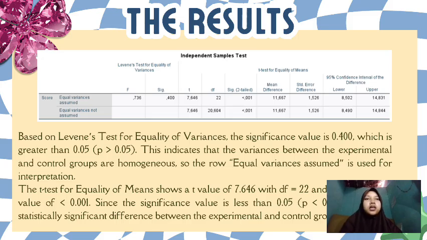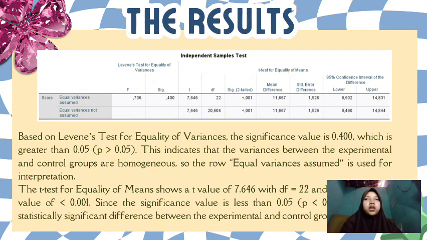So this is the result of the conducted independent sample t-test. Based on Levene's test for equality of variances, the significance value is 0.400, which is greater than 0.05. This indicates that the variances between the experimental and control groups are homogeneous. So the row "equal variances assumed" is used for interpretation.